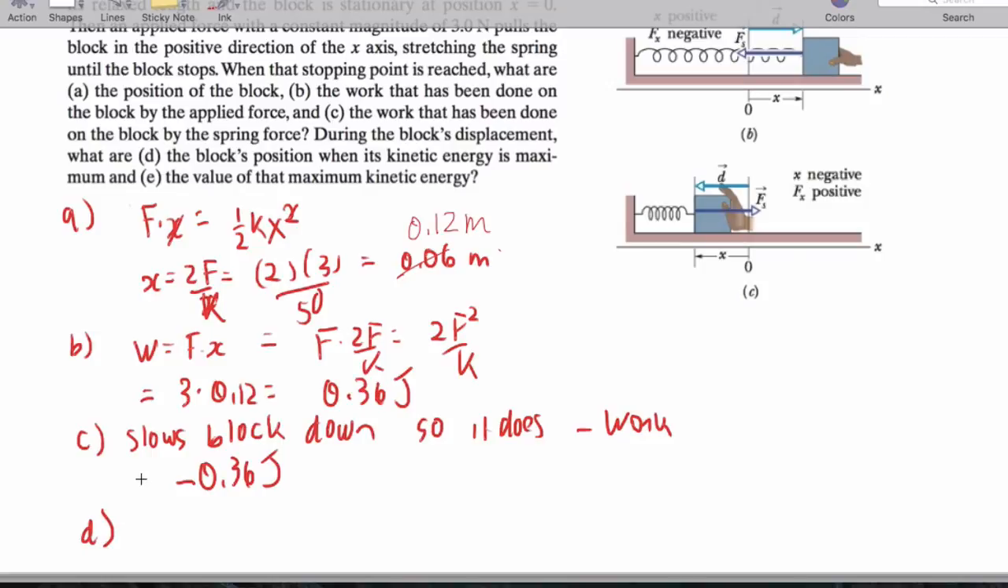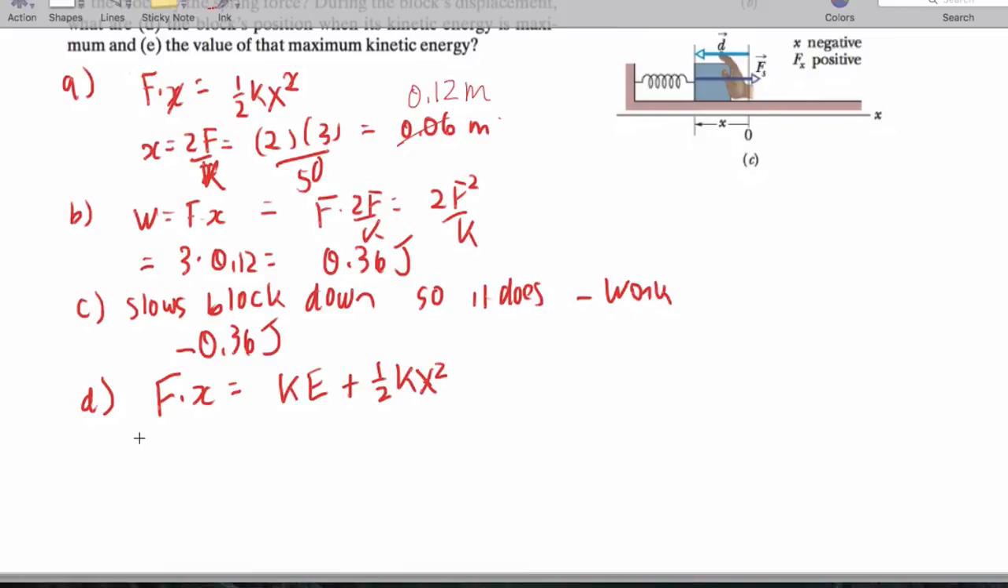Now for part D, we want to know the block's position when its kinetic energy is at a maximum. So we have this work being done on the block. And what does this work do? Well, the first thing it does is that it gives the block kinetic energy, but it also gives this block stored potential energy. So what we're going to do is get a kinetic energy function, which is going to be F times x minus 1/2 kx squared.